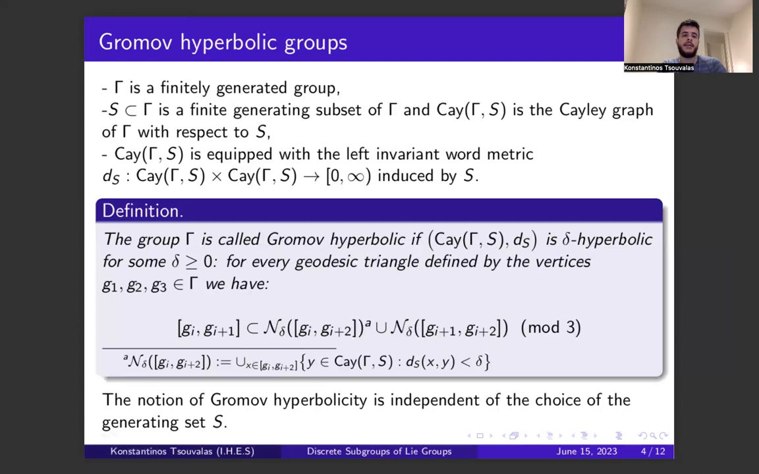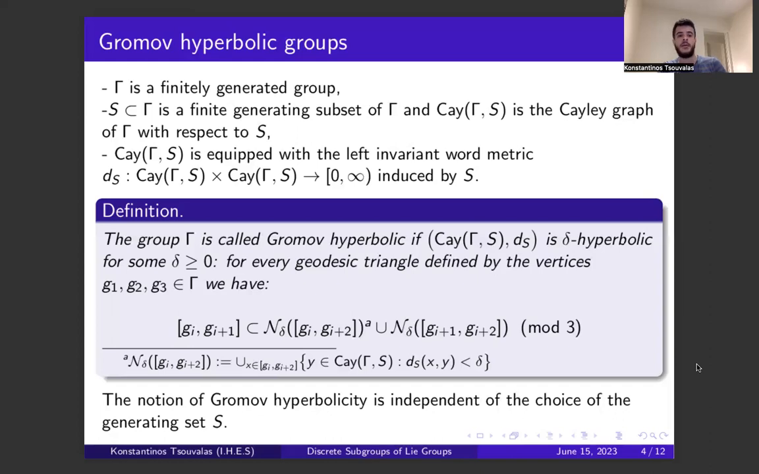And now, having the Cayley graph and a metric on it, we will call a group gamma Gromov hyperbolic if its Cayley graph with that metric is a delta-hyperbolic space for some uniform constant delta greater than or equal to 0. That means whenever we take 3 vertices in that graph, or equivalently 3 elements of the group, and we take geodesics joining the points, so we form a geodesic triangle, then any of these 3 geodesics lies in the union of the delta neighborhoods of the other 2. And the notion of Gromov hyperbolicity is independent of the choice of the generating set.